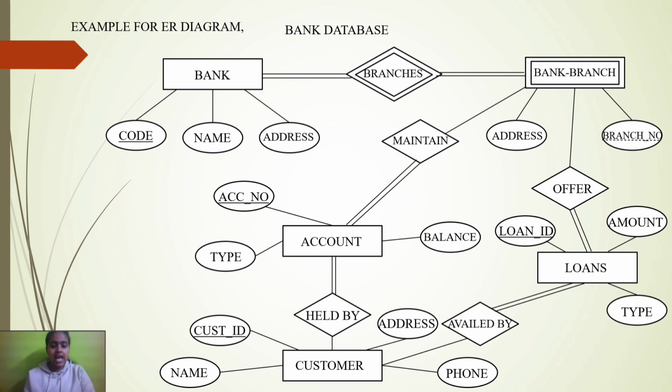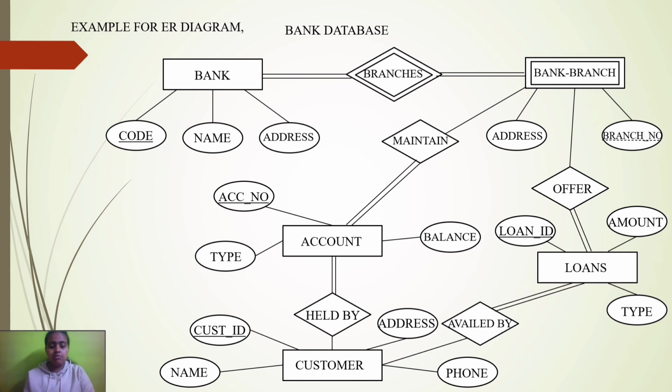The bank has 3 attributes: code, name and address, where code is the key or primary attribute. A bank branch has 2 attributes: address and branch number, where branch number is a partial key attribute. The bank branch maintains account, where maintain is a relationship between bank branch and account. The account has 3 attributes: account number, type and balance, where account number is the key or primary attribute.